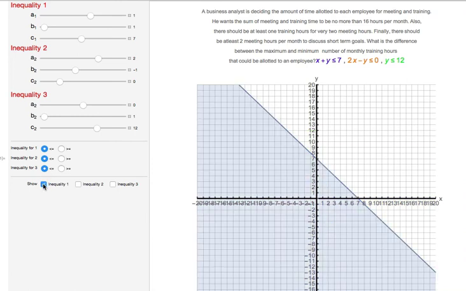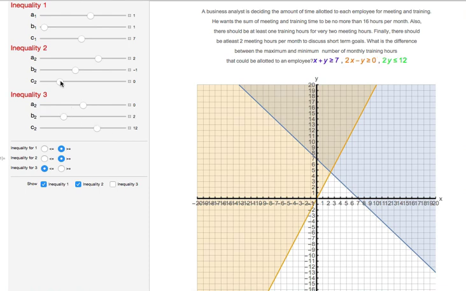If it is greater than, see how the shaded region goes, and we show inequality 2, how the shaded region changes as you move this value. So much interaction is going on here. So interact with this model and master solving this inequality word problem, which is very hard in the SAT.